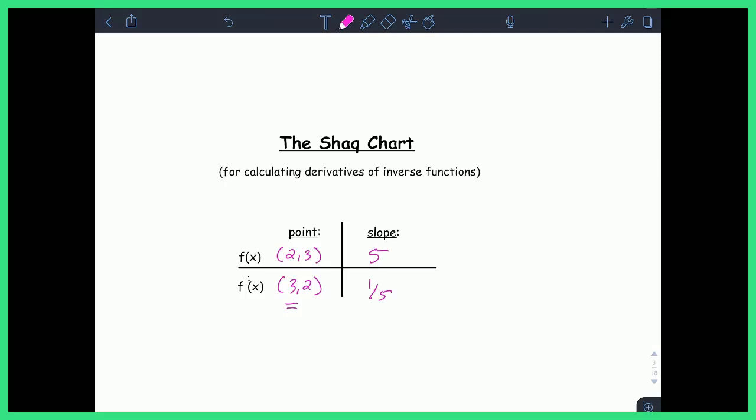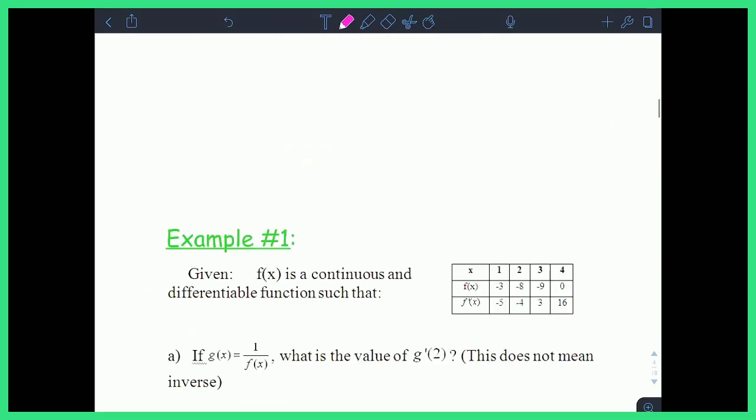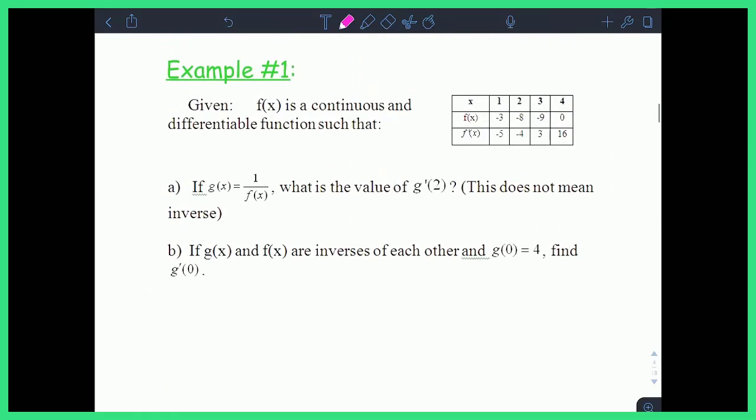So you can use this chart to stay organized when calculating the derivative of an inverse function. Fill in what pieces of information you know as you know them in order to figure out what you need. All right? Patent pending. Shack chart. Let's try this example. Example number 1, given f of x is a continuous and differentiable function such that those values over there on the right apply.